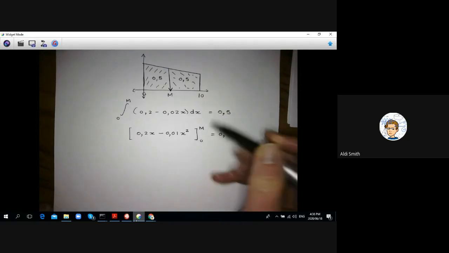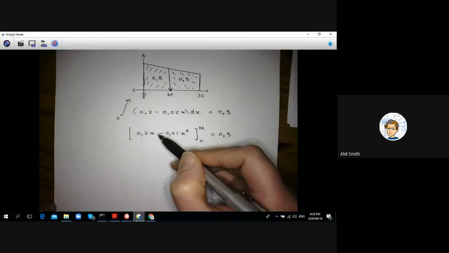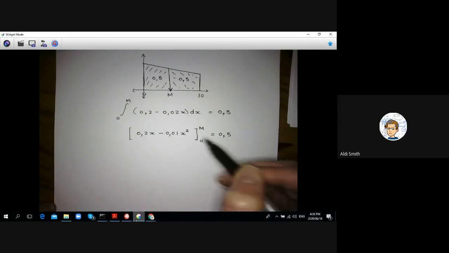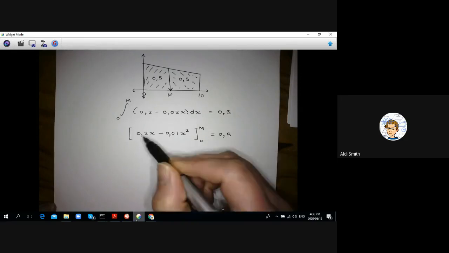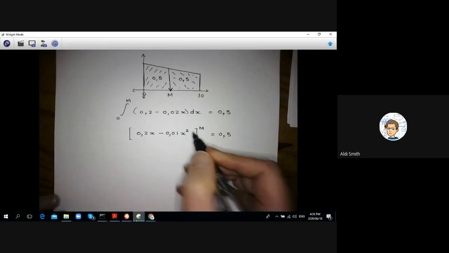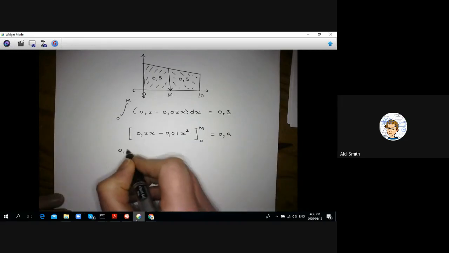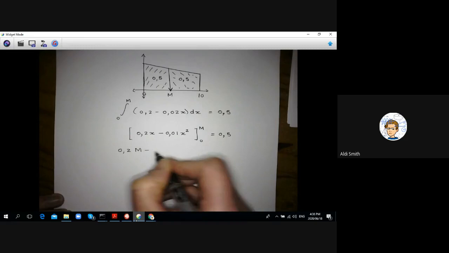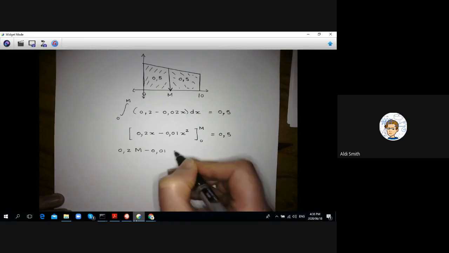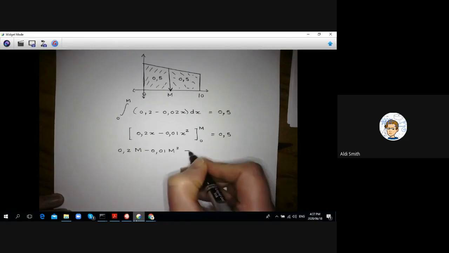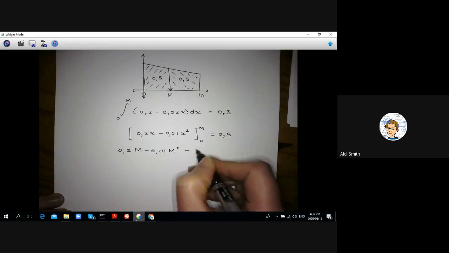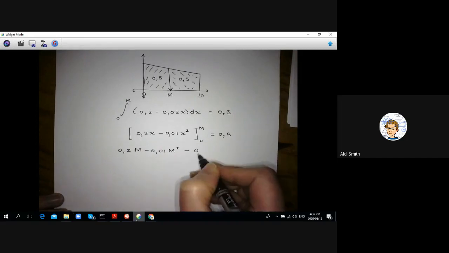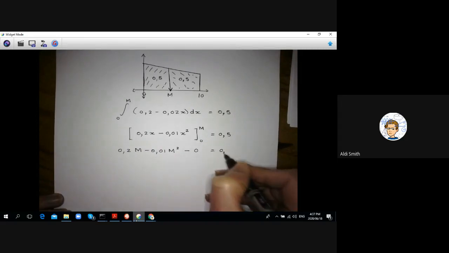So now I will substitute m in there into the place of x, and then I will subtract, and I will substitute 0 in there. And that's why it's actually easier to put 0 in there, because the moment I put 0 in there, it just becomes 0. So I'm saying it means this, 0,2 m minus 0,01 m squared minus, and then that whole thing is just 0, so I actually don't even have to write this, is equal to 0,5.